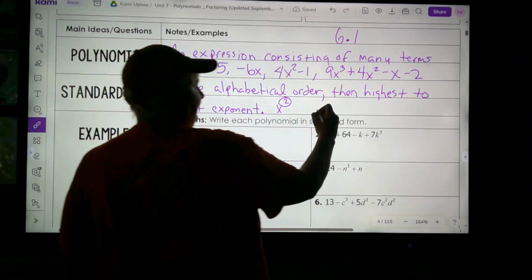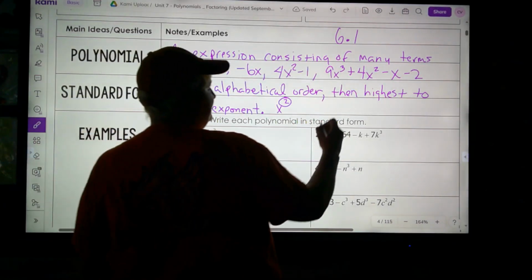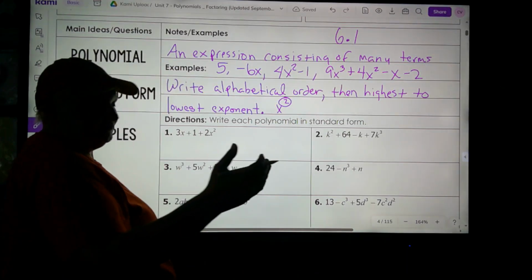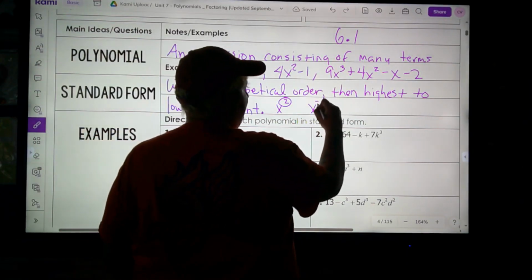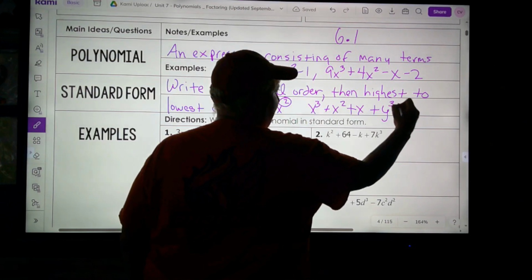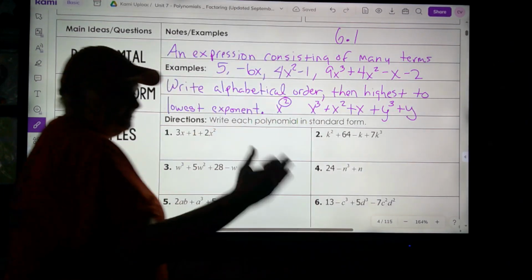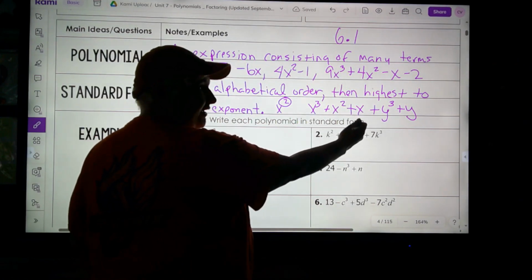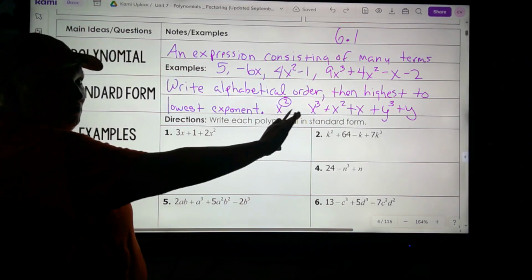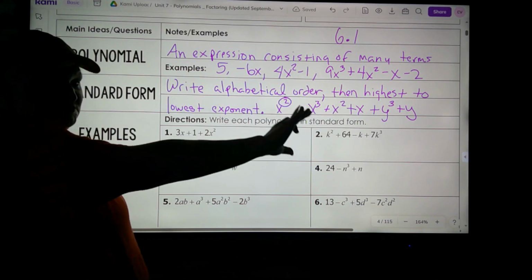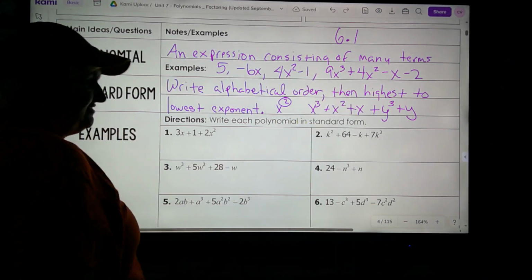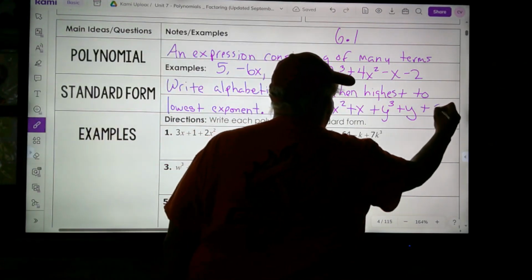Alright, so if you wanted to do it alphabetical first, you would do x before y, standard form, and then you do highest to lowest exponent. So it would be x cubed plus x squared plus x by itself plus y cubed plus y by itself. Alphabetical first, highest exponent to lowest exponent. The last number should always be the constant because it has no exponent and it has no variable. It should always be last. Right? It should always be last.